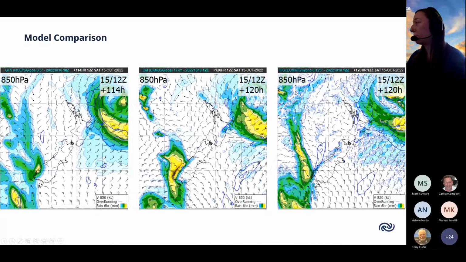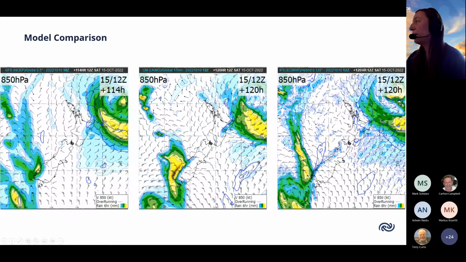We can see that with this frontal feature, the EC has it much further to the west, whereas the UK and the GFS have it slightly further onto Fiordland. So, for example, we've got the UK bringing heavy falls through Fiordland, whereas the EC not so much. In comparison, though, the EC has a lot of light, sort of isolated precipitation up through Westland and Buller, and these other 2 models, our UK and the GFS, don't seem to be picking that up.